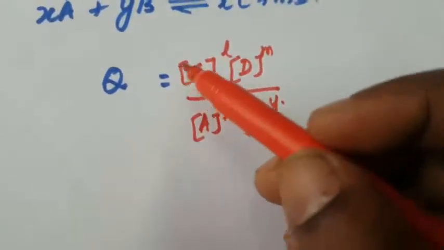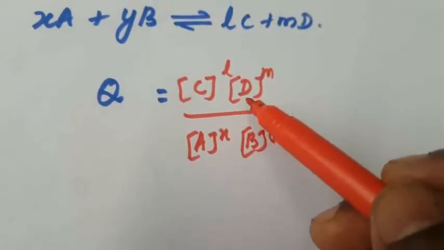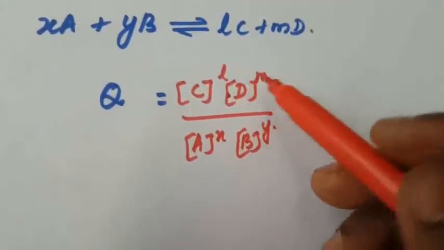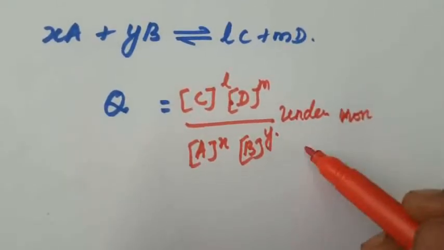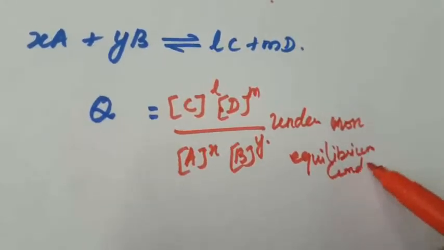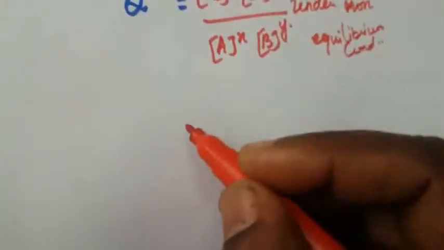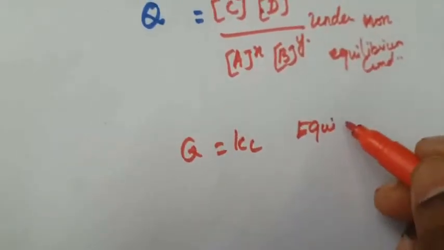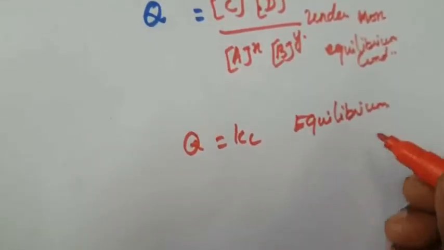What is meant by reaction quotient? It is the product of the active masses of the reaction products raised to their respective stoichiometric coefficients in the balanced chemical equation under non-equilibrium condition. Under non-equilibrium, this word is very important. The reaction quotient also predicts the equilibrium state. Q equal to Kc means the reaction is at equilibrium.